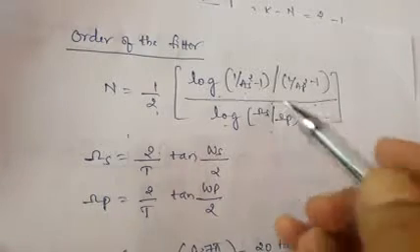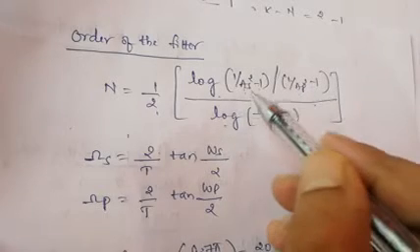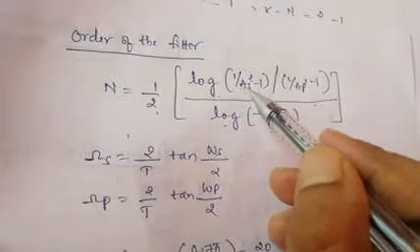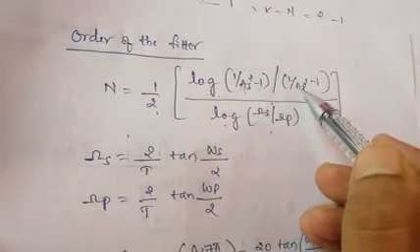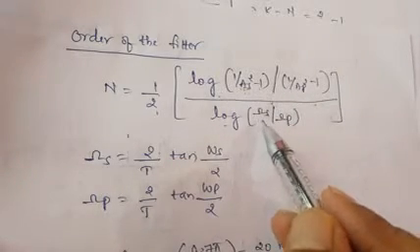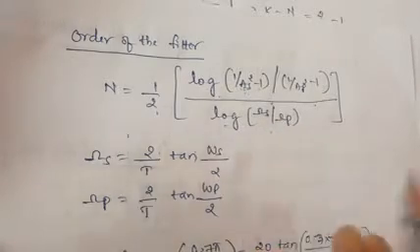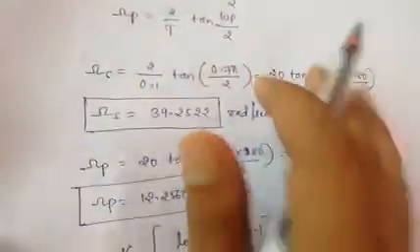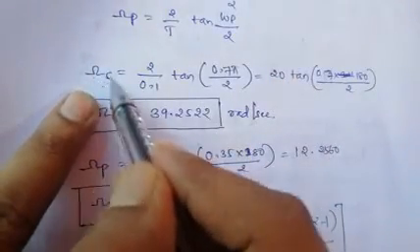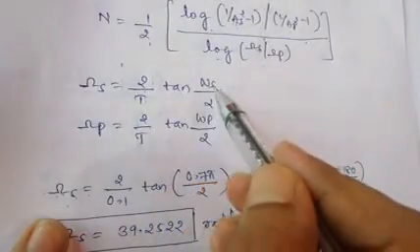Here, stop band gain we know, pass band gain we know. A means stop band gain, Ap means pass band gain. These two values we know, and coming to the denominator, stop band frequency and pass band frequency we don't know. So first calculate these two values. So using the formula, stop band frequency equal to 2 by T tan of omega s by 2.